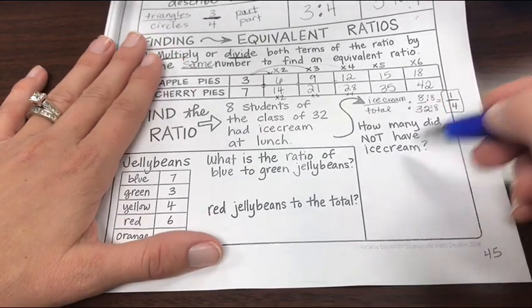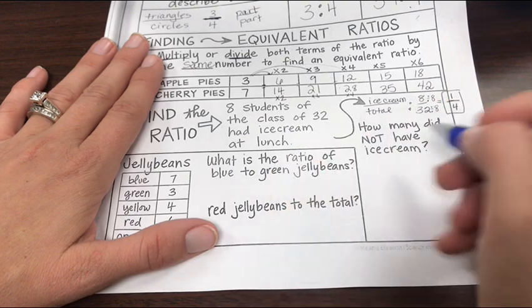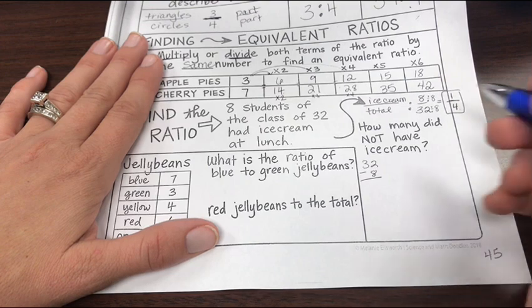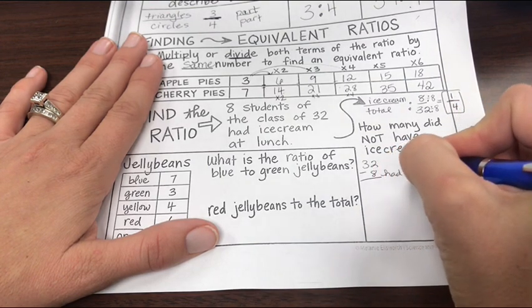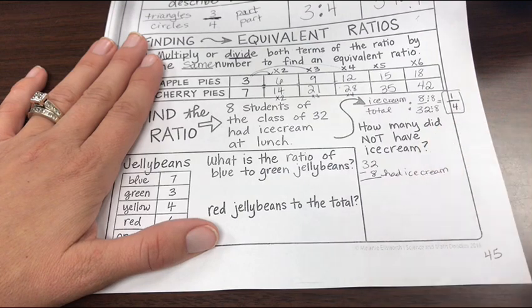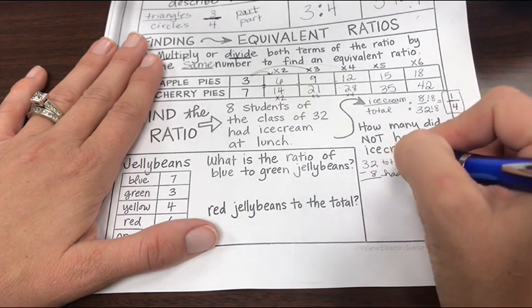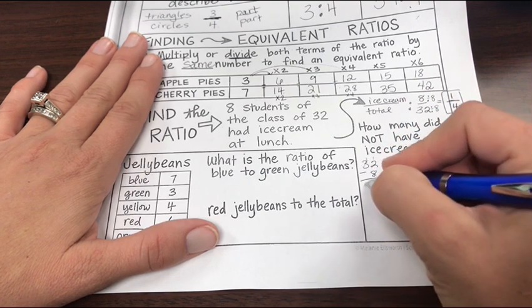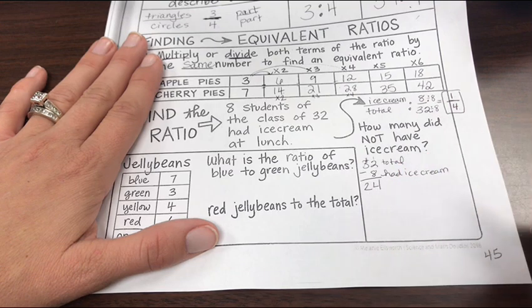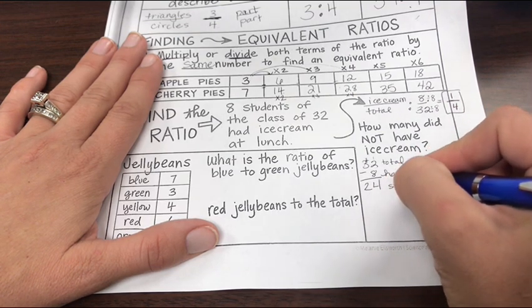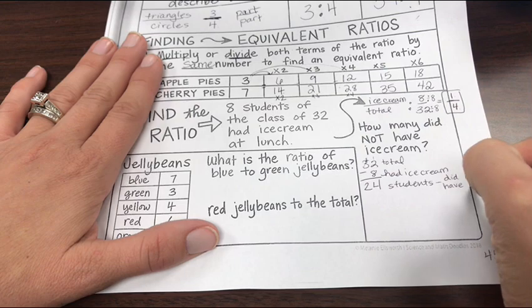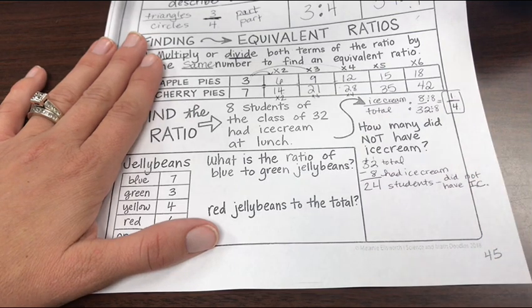So how many did not have ice cream? Well, let's think. We had 32 total. If I take away the 8 that had ice cream, and this is our total, so if I go ahead and take that away, I get 24 students that did not have ice cream. I'm going to put IC for ice cream. They did not have ice cream.